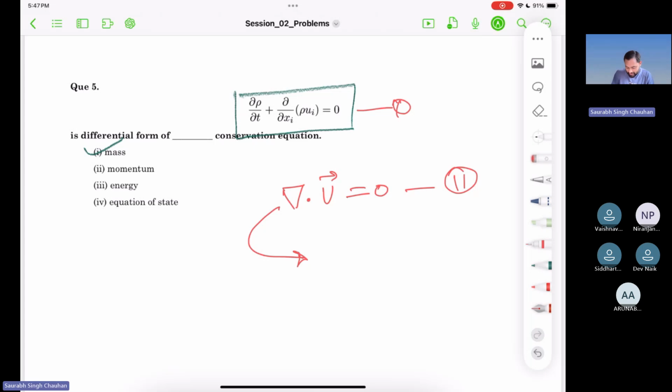Okay, I am just asking: divergence of velocity is equal to 0. So what does this mean? If someone says that divergence of velocity is equal to 0, or anywhere you find this relation, then what does this mean? Incompressible flow. Yes, it means incompressible flow.